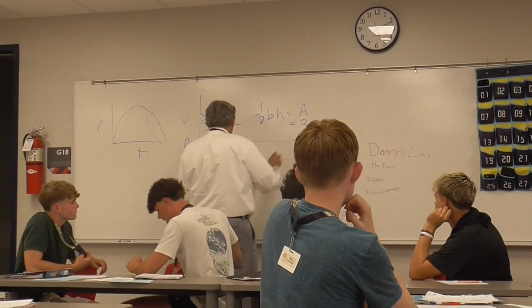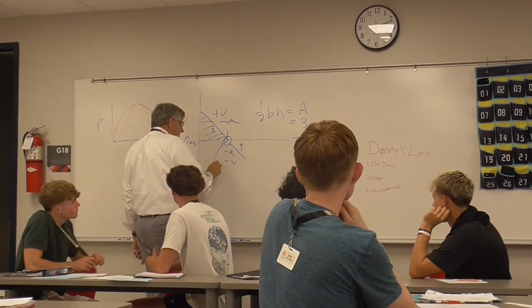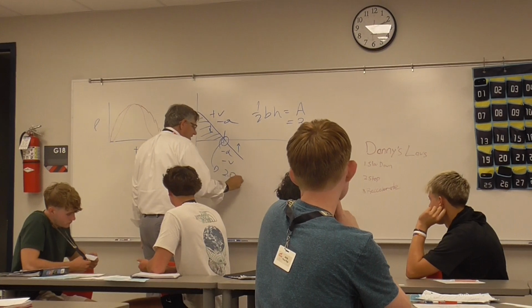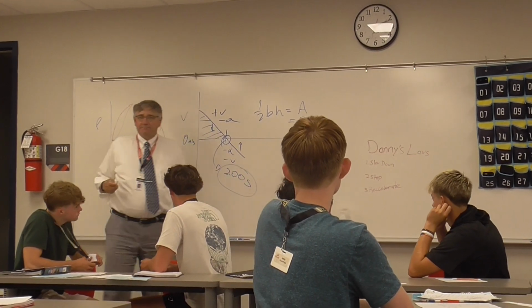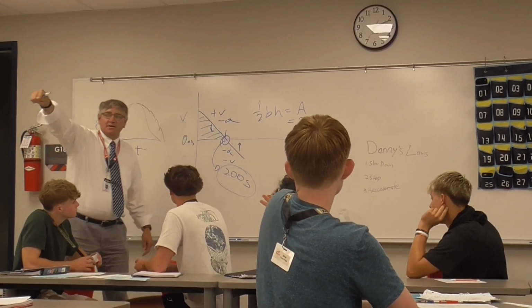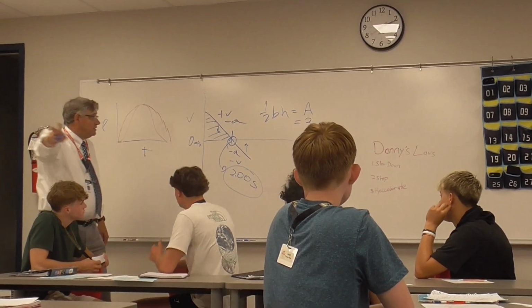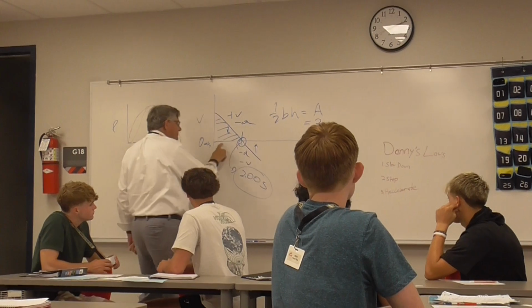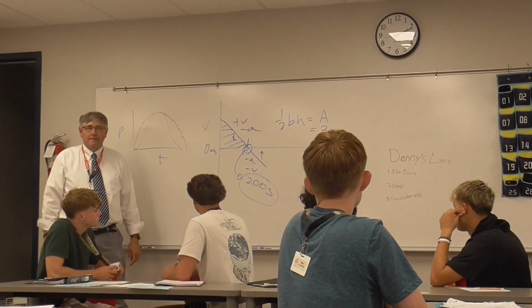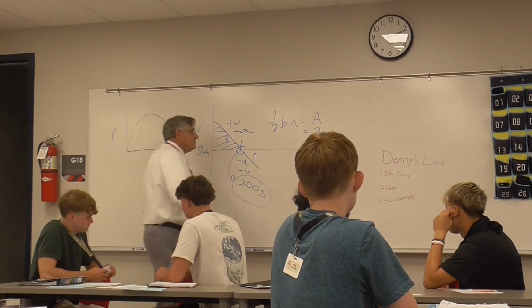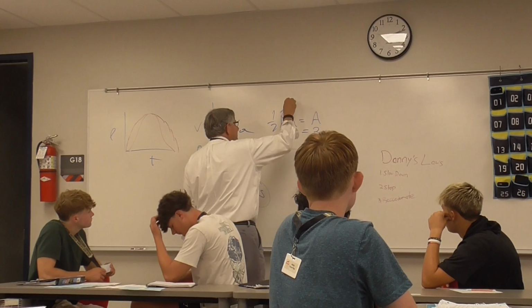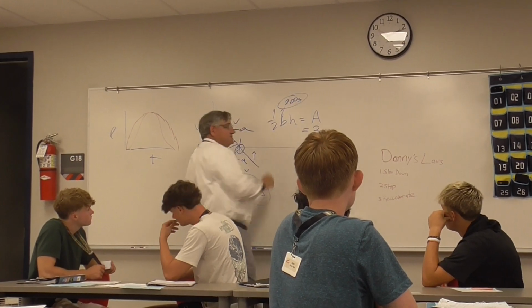True? Now, let's say for the sake of argument that it took 2 seconds. I timed it, from the time that I let go of it until the time that it got as far away from me as it's going to go, that was 2 seconds. What would the 2 seconds represent on that triangle? The base. The base would be 2 seconds.